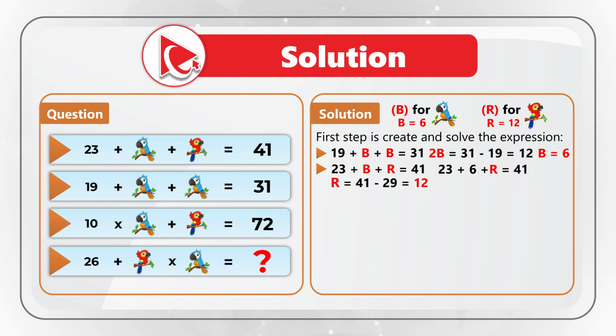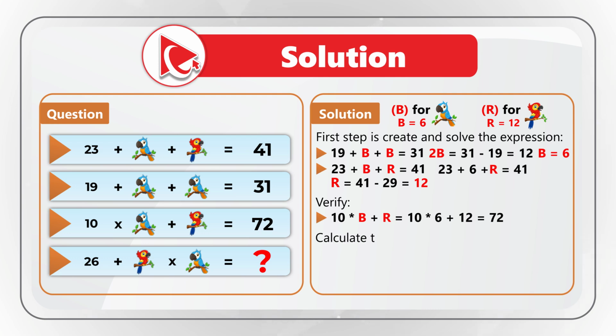Technically, we don't even need a third expression, because having the first and second expression allows us to solve both variables. But let's use the third expression to verify that our calculations are correct. 10 multiplied by blue parrot B plus red parrot R equals 10 multiplied by 6 plus 12. 10 multiplied by 6 equals 60. 60 plus 12 equals 72.